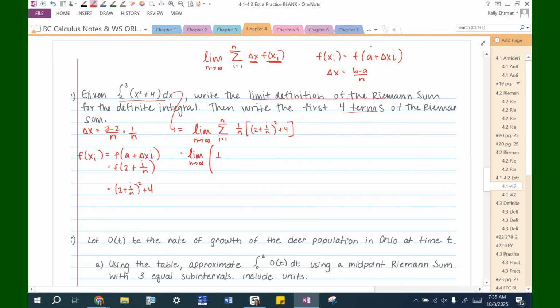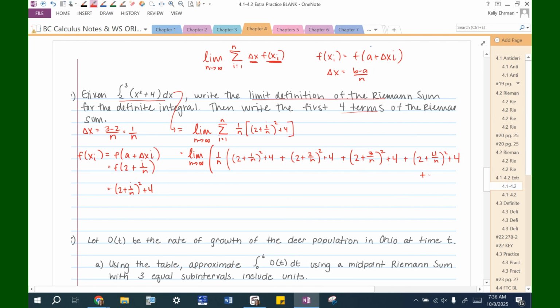So 1 over n is in there. And then expand this out. The first 4 terms just means plug in i equals 1, 2, 3, and 4. Just show what that is. So it's going to be 2 plus 1 over n squared plus 4. That's i equals 1. Plus 2 plus 2 over n squared plus 4. That's i equals 2. Plus 2 plus 3 over n squared plus 4. Plus 2 plus 4 over n squared plus 4.